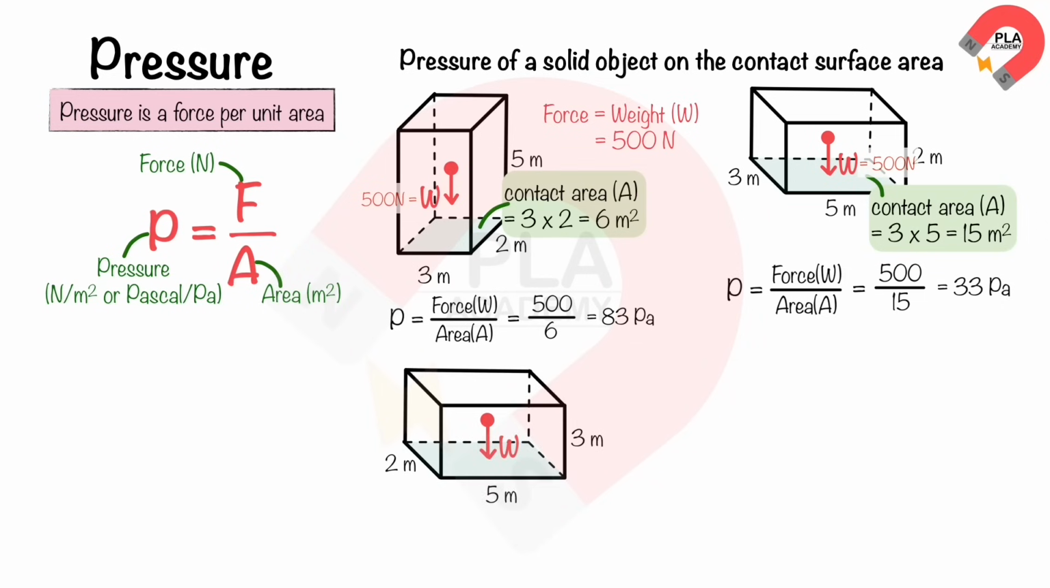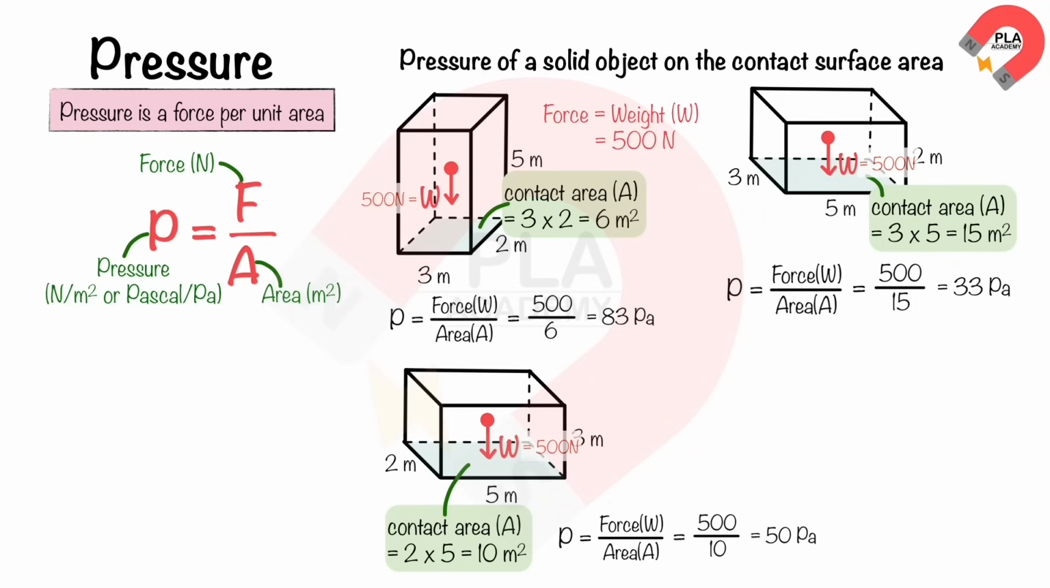The same cuboid solid is laying on the contact surface, and its weight of 500 newtons exerts on the contact surface area of 2 meters by 5 meters. The contact surface area is 2 times 5, which equals 10 meters squared. So, the pressure is 500 divided by 10, which equals 50 pascals.